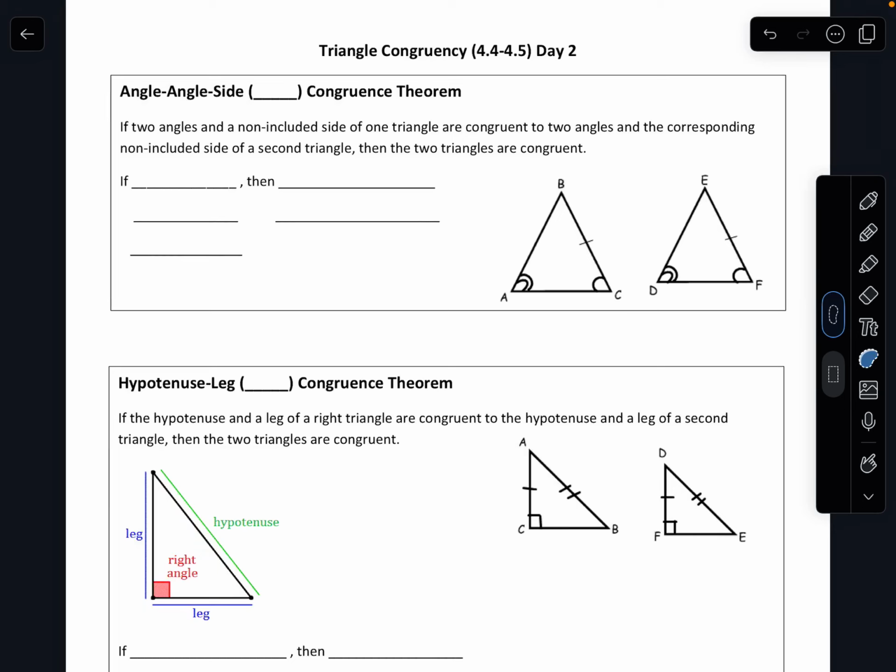Today we're going to do triangle congruency again, day 2. So let's remember that last time we learned side, side, side for a postulate. We learned side, angle, side, and we learned angle, side, angle. Those were all postulates. Today we're going to learn 2 theorems.